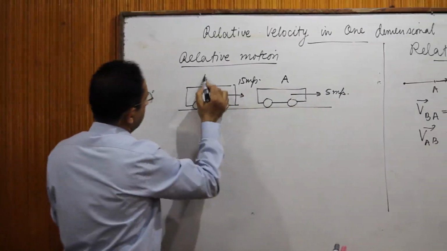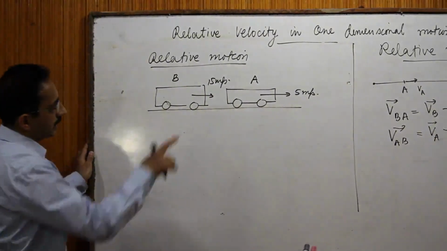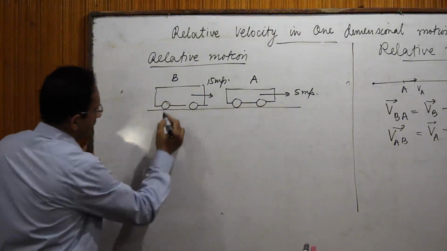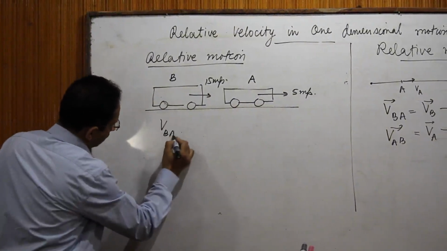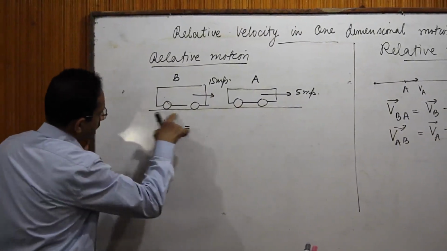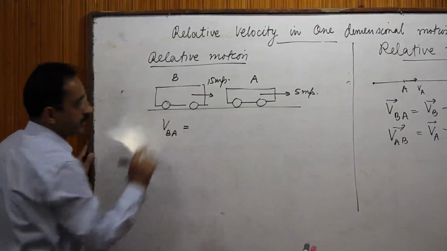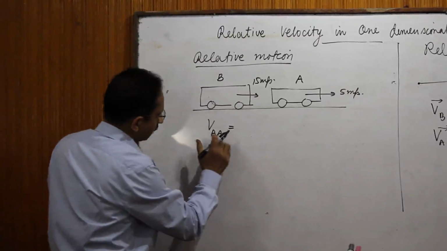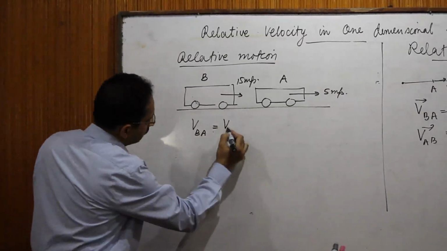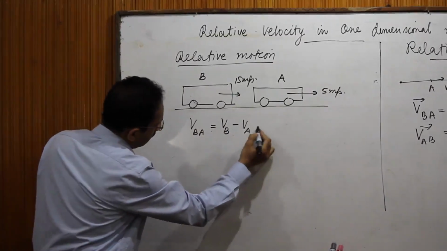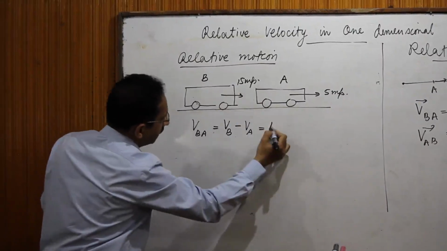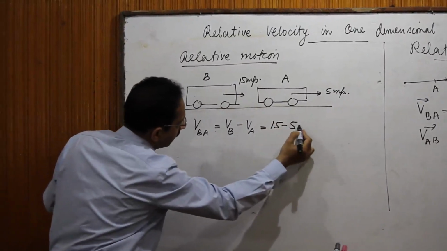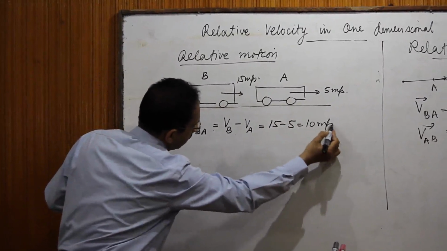अगर ये बस A है और ये बस B है, और I can as per that equation say कि velocity of B with respect to A. I am not now using arrow here because I already said कि वन डायमेंशन में हम इनको स्केलर्स की तरह ट्रीट कर सकते हैं. So velocity of B with respect to A, which is equal to VB minus VA, would be equal to 15 minus 5, that is 10 meter per second.